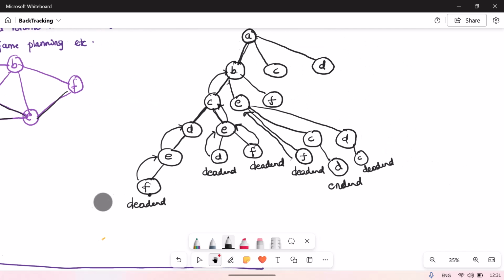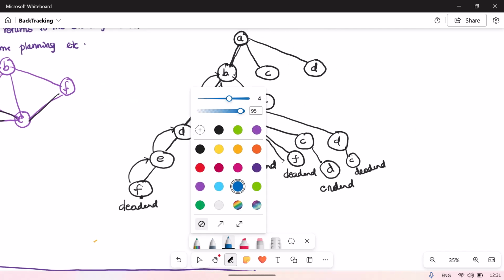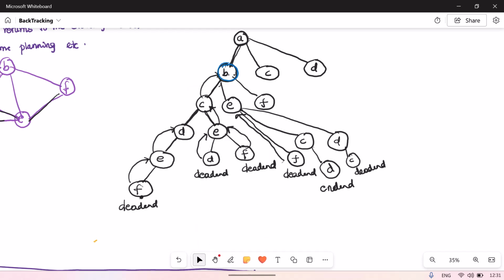So what you will do? You will come back to this point, this point as in this B. Again, check for the next alternative. So C did not give me the solution. E did not give me the solution. Let us check if F is going to give me the solution.